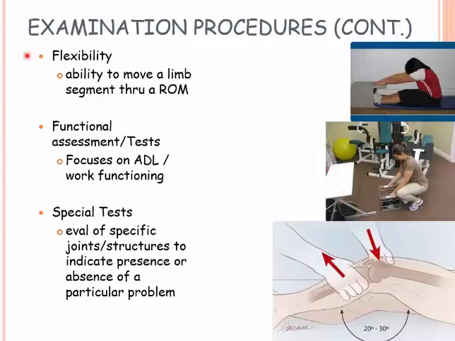Flexibility is the ability to move a limb segment through a range of motion. Although very similar to range of motion testing, the goal here is to see if movement restrictions occur from muscle tightness. Almost all orthopedic conditions can be linked to muscle imbalance. The example in your slide is tight hamstrings causing low back pain.